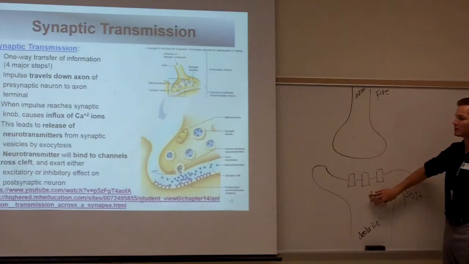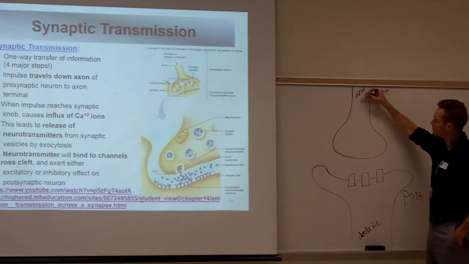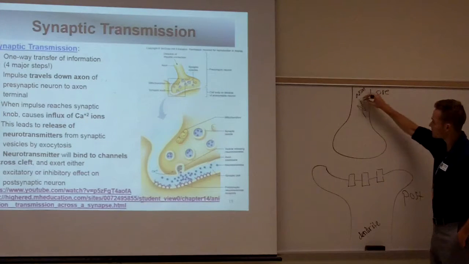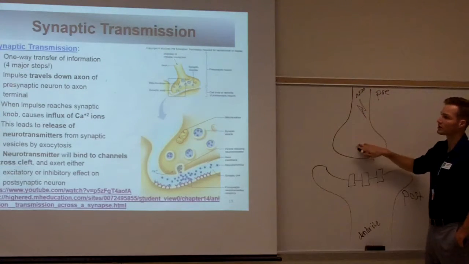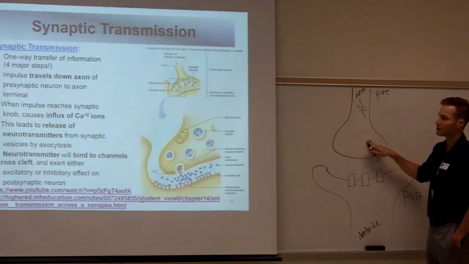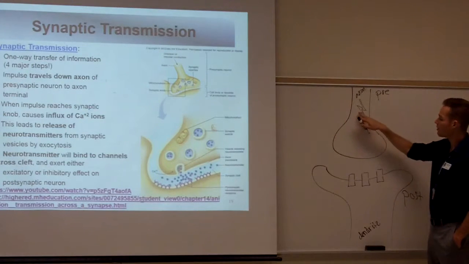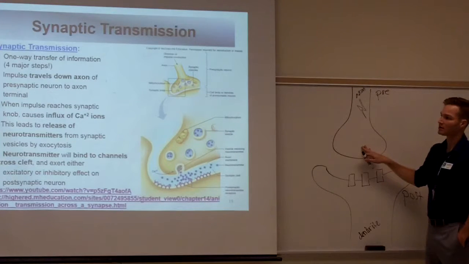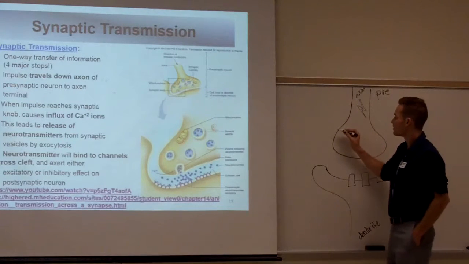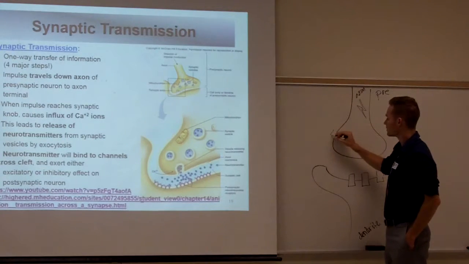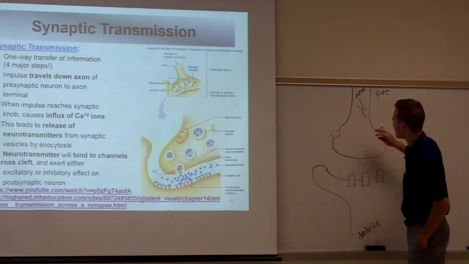This is the part that receives an impulse. So, just like with the muscular system, an impulse reaches the end of the axon. So it gets to the axon terminal. When it reaches the synaptic knob, that's what they call it, we're going to add in a detail that we didn't talk about in muscular system.